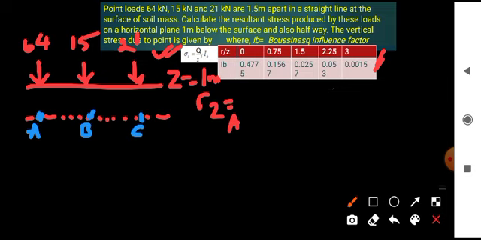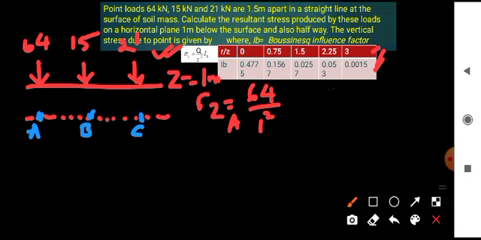64 divided by the depth, which is 1 square, into Ib we have to consider. This is very much important. On what basis does Ib vary? It varies on the r by z value. So we will consider r by z here.